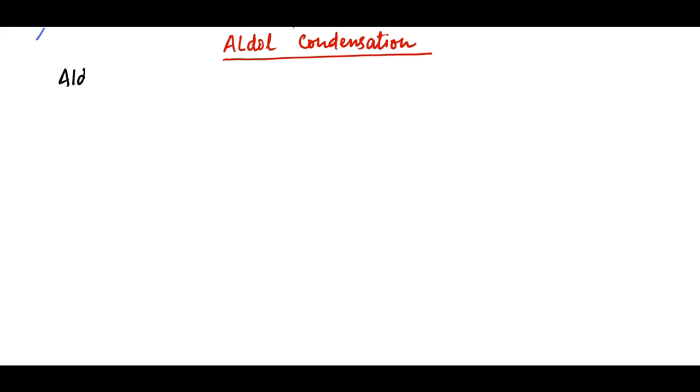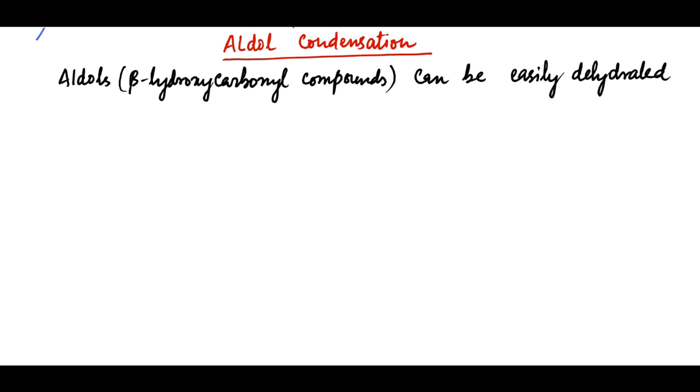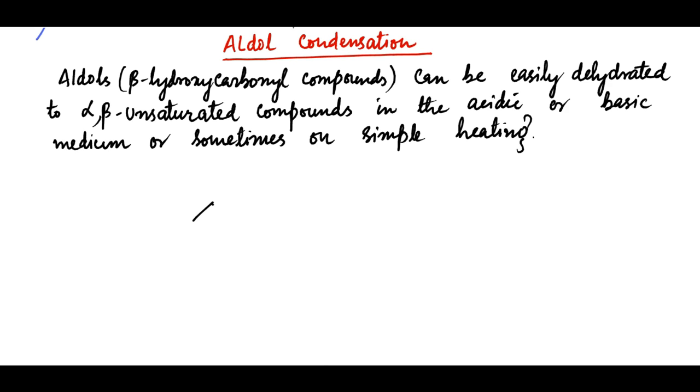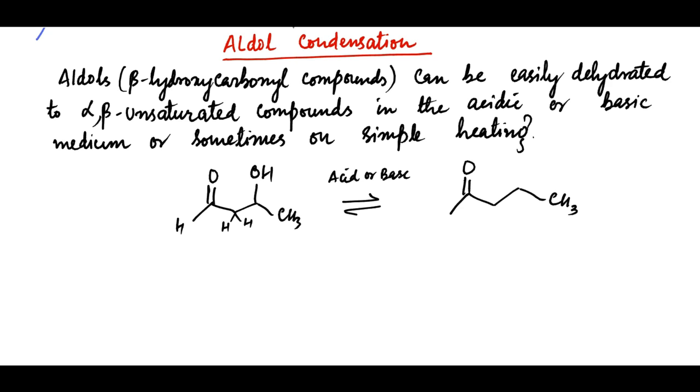Aldols, which are β-hydroxycarbonyl compounds, can be easily dehydrated to alpha-beta-unsaturated carbonyl compounds in acidic or basic medium or sometimes on simple heating. This is called aldol condensation. That means this β-hydroxyaldehyde, when heated in acidic or basic medium, will undergo elimination to produce unsaturation between alpha and beta position, to form an alpha-beta unsaturated carbonyl compound.